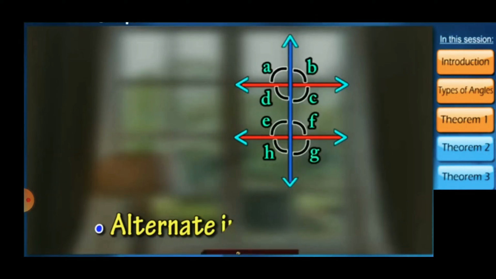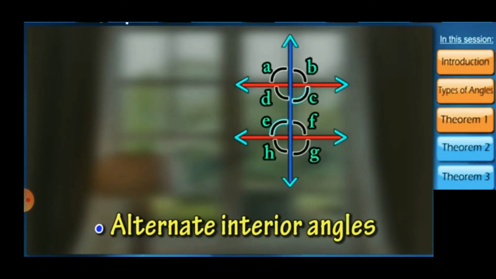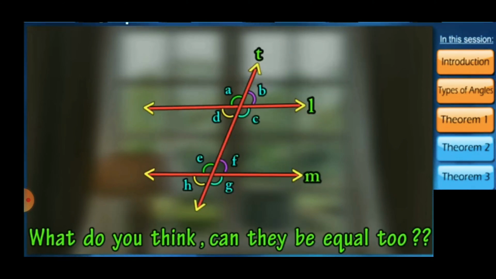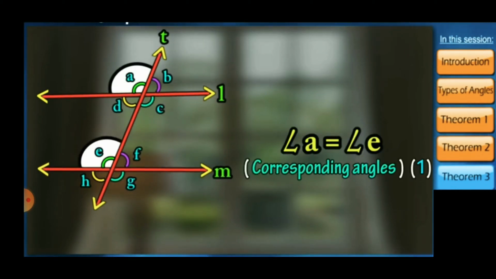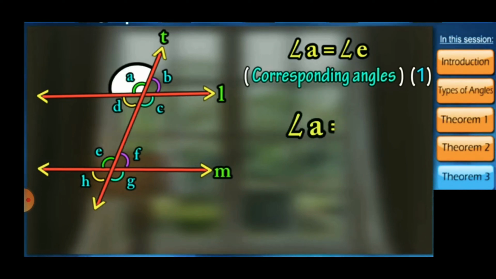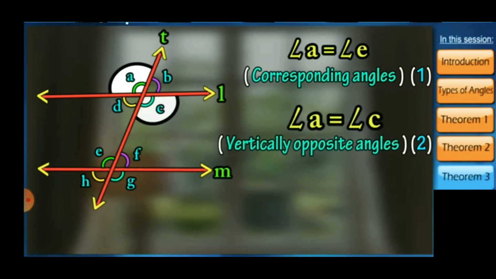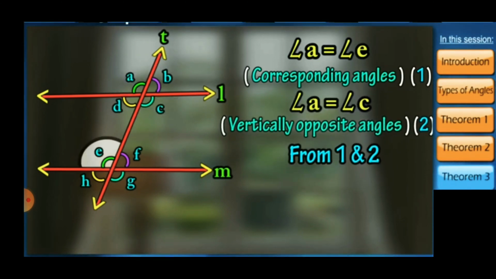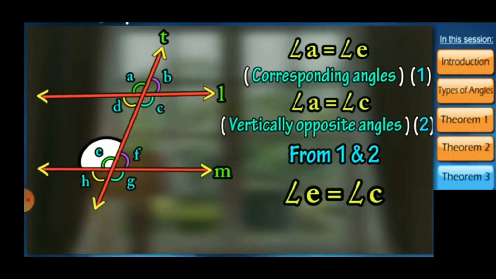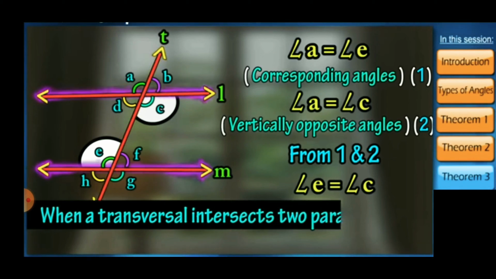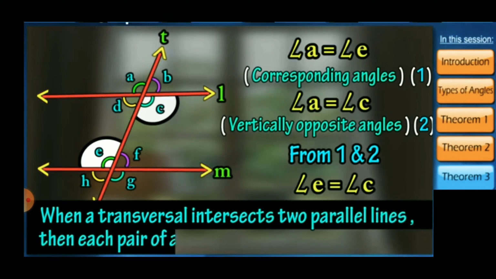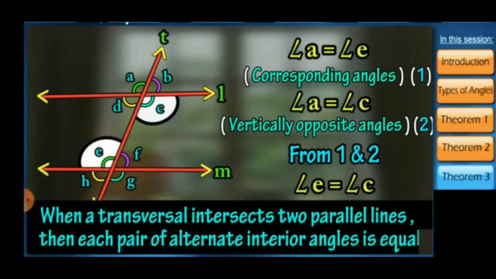But what happens to the various other types of angles we just saw? Let's have a look at the alternate interior angles. Can they be equal too? We can prove it in just two simple steps. Angle A is equal to angle E because they are corresponding angles. But angle A is also equal to angle C because they are vertically opposite angles. So from 1 and 2, angle E is equal to angle C. Here we conclude that if a transversal intersects two parallel lines, then each pair of alternate interior angles is equal.